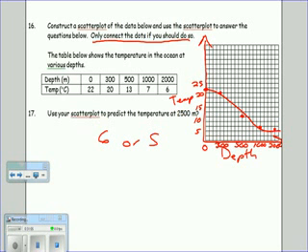Your homework. Just to give you more practice, your homework is on the back of the notes you picked up over there. Okay, you need to do that. That's going to give you some more practice.